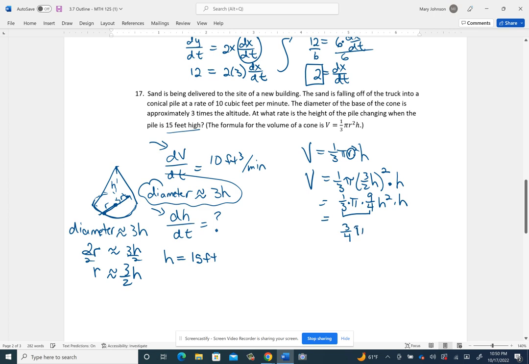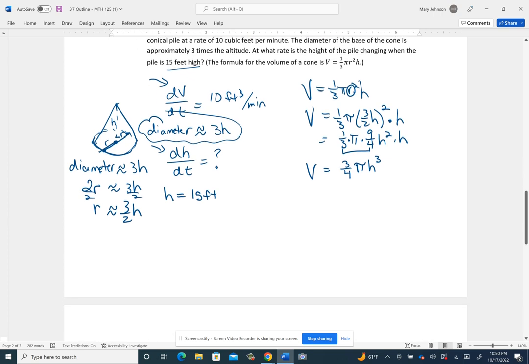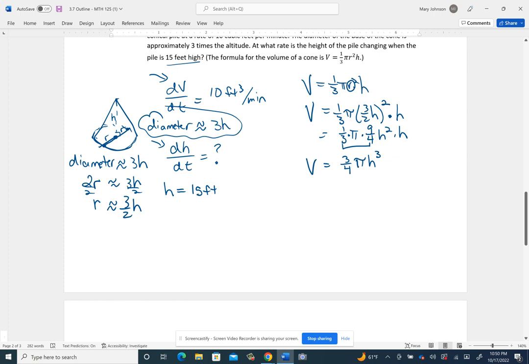We have a pi, and we have h to the 3rd power. Okay, so there's my formula cleaned up so it has just h. I got the r out of the mix, and I could only do that because they gave me that extra little statement in the words of the problem.